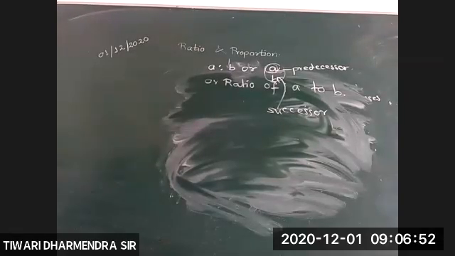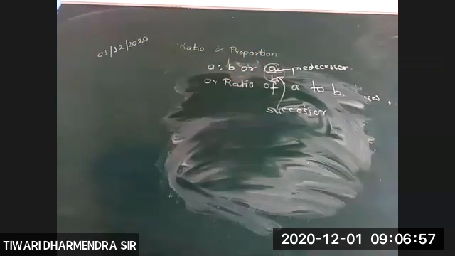Okay. So from here we have understood that the number which is present in the numerator is the predecessor and the number which is present in the denominator is the successor. Hope this point is clear to everyone.